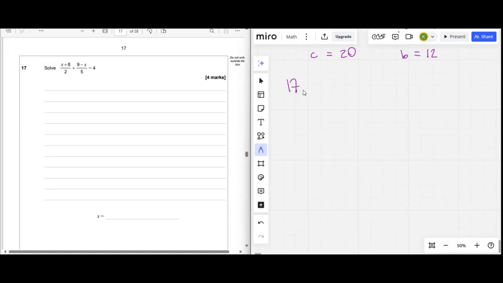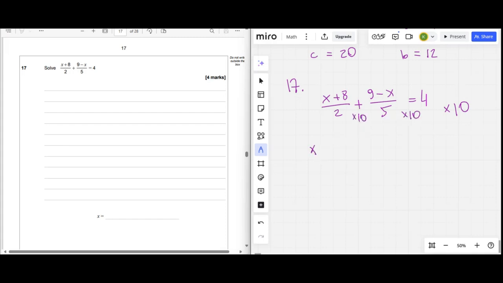All right, 17, we need to solve (x plus 8) over 2 plus (9 minus x) over 5 being 4. Okay, we see fractions, we don't like fractions, we need to get rid of them. Multiply everything by the common denominator being 10. So times 10 here, times 10 here, and times 10 here.